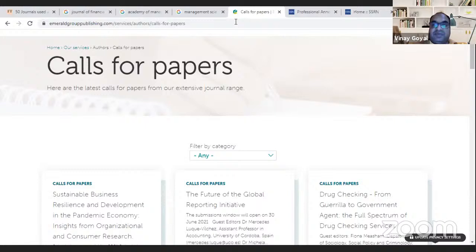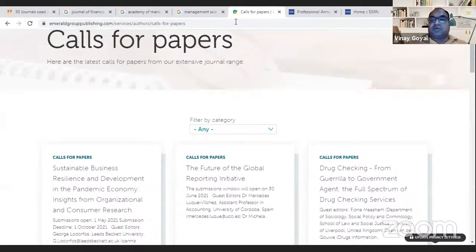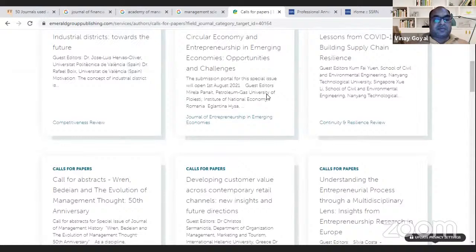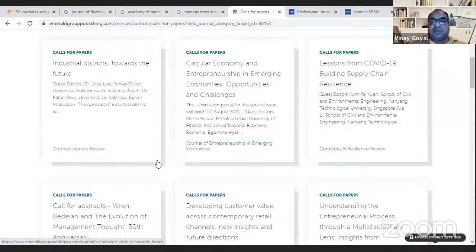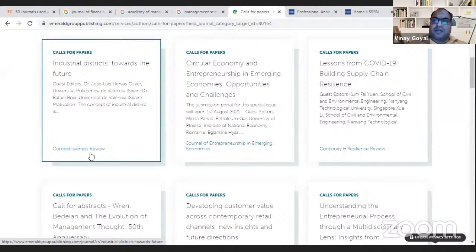Based on that ABC category, you can very easily find out what your interests are. So, for example, filter by category, I say business management and strategy. And here you can see there are various journals coming. At the bottom there is the name of the journal, and you can find it out. Now, if I want to find out whether this is an A category journal or not, I can go to the list and check.